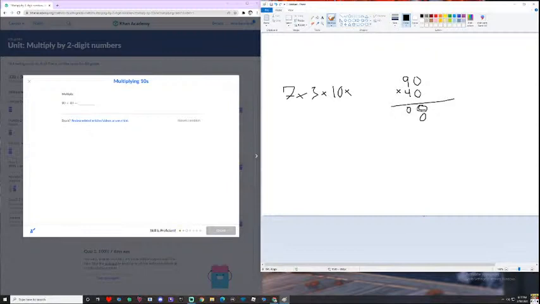And then 4 times 0, anything times 0 is always 0. 100 times 0 is 0. A million times 0 is 0. Anything times 0 is 0.